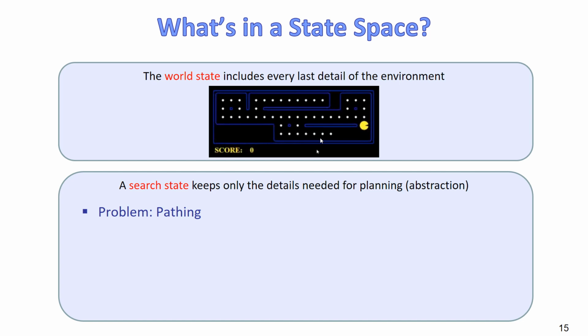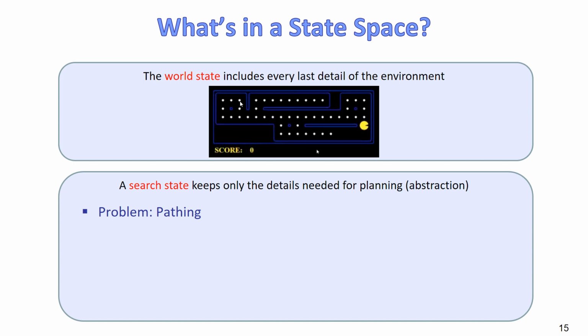So now the first problem that I want you to think about is what we call pathing. Pathing problem in this world. So what's pathing? Pathing means the Pac-Man wants to go from this starting state to a specific location. So let's say this location, for example. I want the agent to go from the start position to this position. That's pathing. This is a problem in the real world.